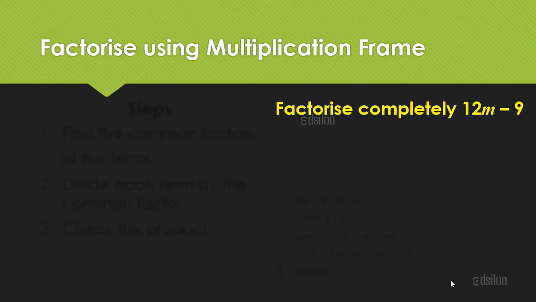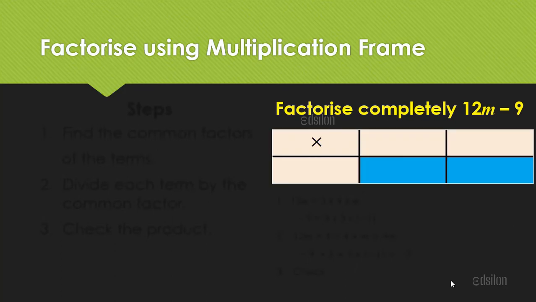Factorize completely 12m minus 9. First, draw the multiplication frame. How do we fill in 12m minus 9 into the multiplication frame? We fill them into these 2 blanks here. Now, what do we do? Let's take a look at the steps.